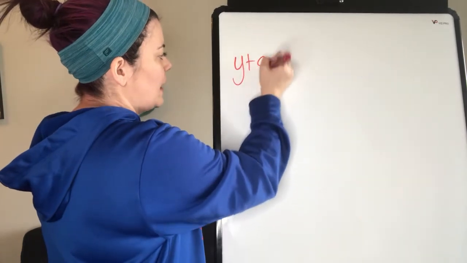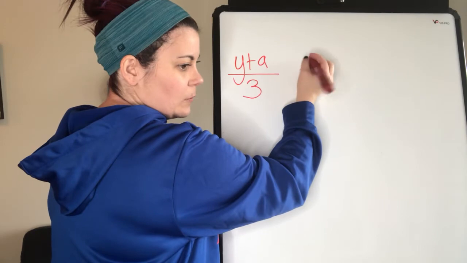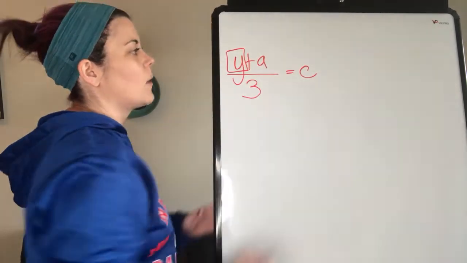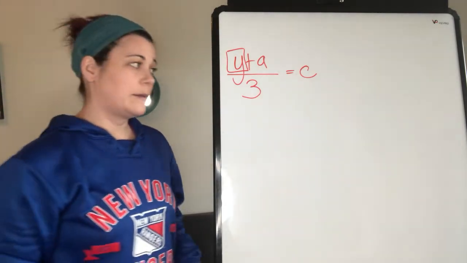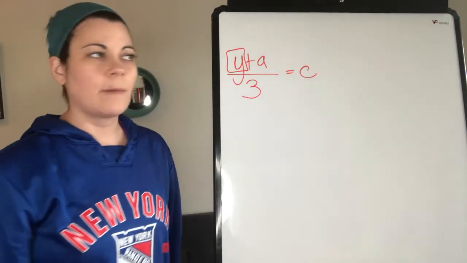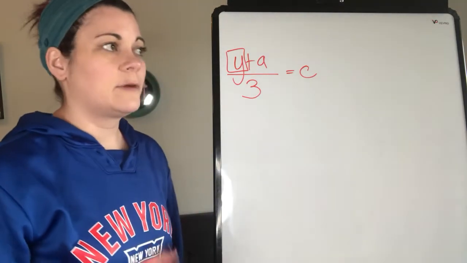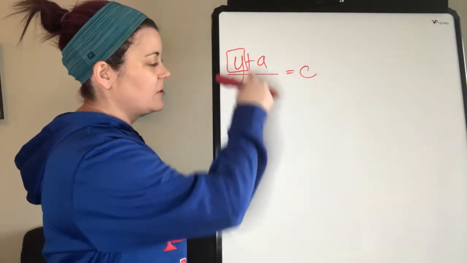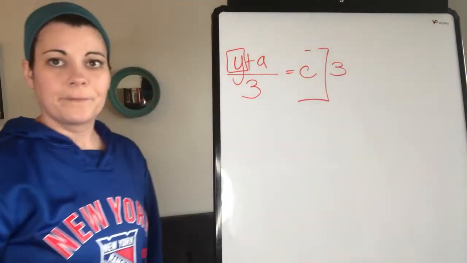y plus a, all divided by 3, equals c, and I'm solving for y. The first thing you want to do here is to get rid of this 3. Anytime you have a denominator, it makes it a little difficult, so I always start with getting rid of denominators. Since a denominator is division, I'm going to multiply each side by 3.